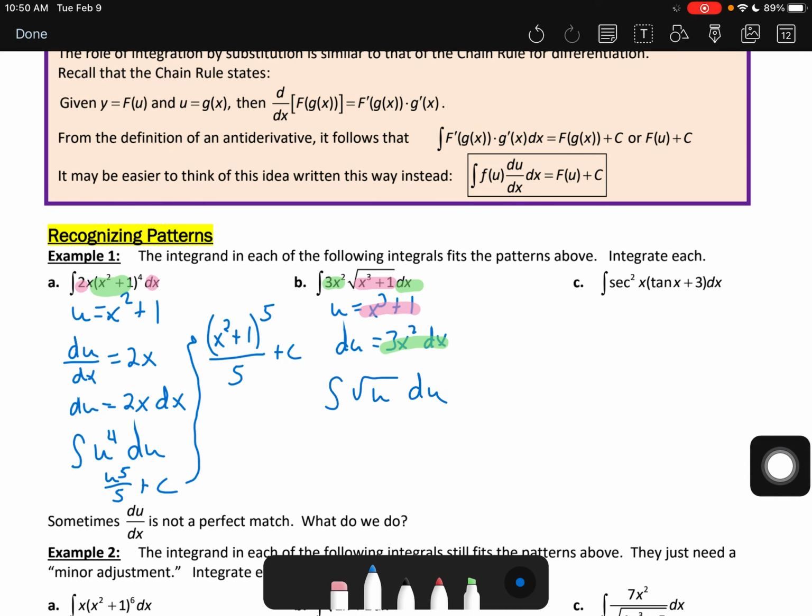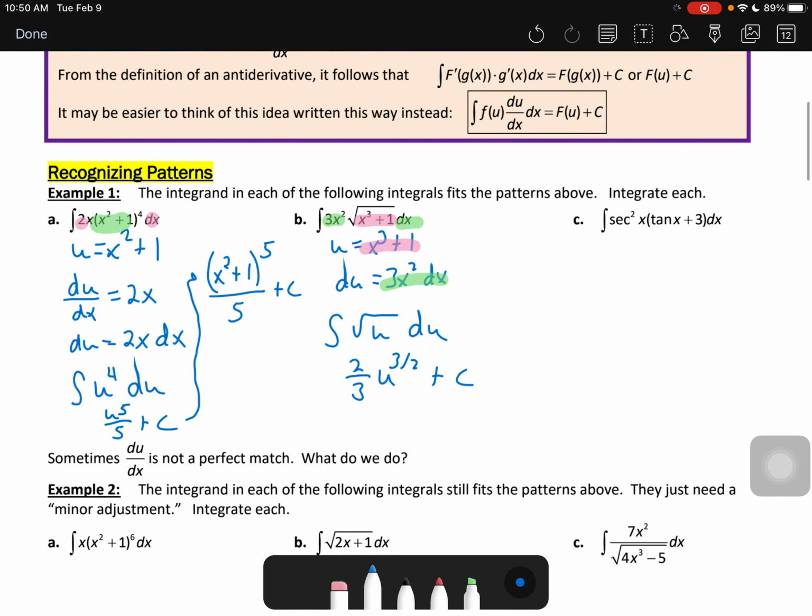Okay, so now when I integrate this, that's u to the 1/2 power, right? If I add 1 to 1/2, that's 3/2. If I divide by 3/2, that's multiplying by 2/3, and so I got 2/3 u to the 3/2 plus c. Okay, and then I'm just going to substitute back in. My u was x cubed plus 1, so I got 2/3 times x cubed plus 1 to the 3/2 power plus c.